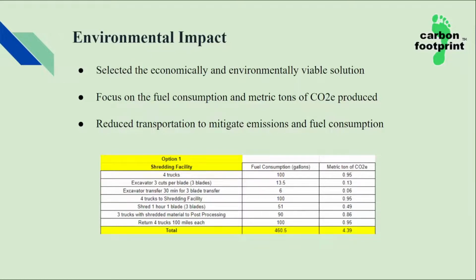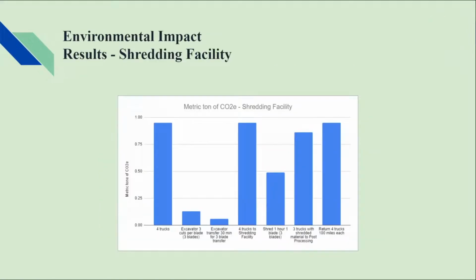Here on the bottom, we can see the option 1 shredding facility with all of the processes, fuel consumption, and metric tons of CO2e emissions laid out. And on the next slide, we see the breakdown of all of this. Here we can see that the trucking has the greatest impact on the process as a whole. After mitigating the transportation from the other options, this was our best solution, and this can be mitigated further by our company.